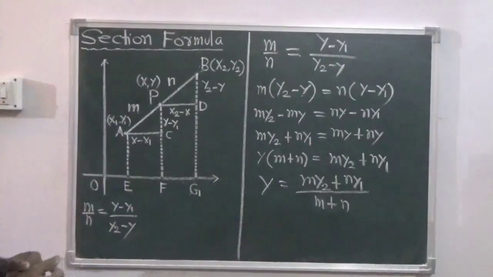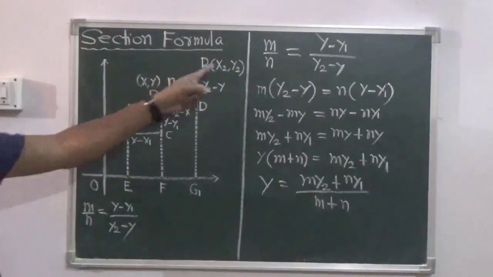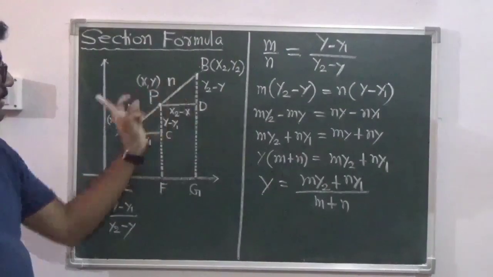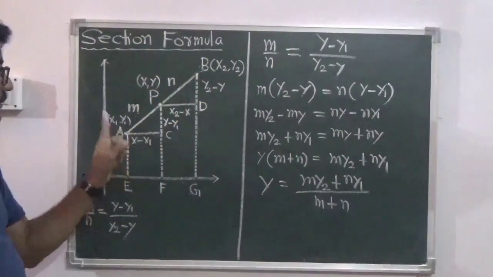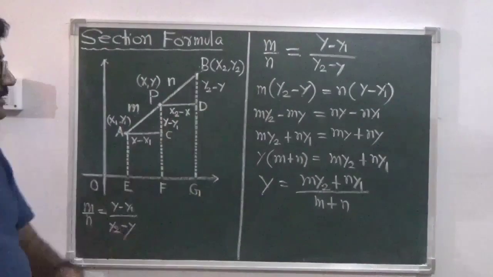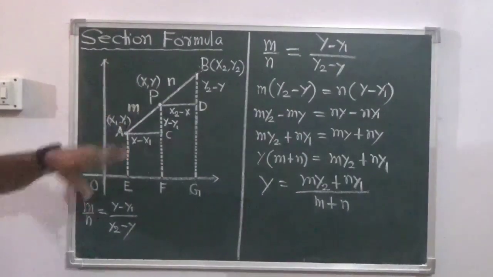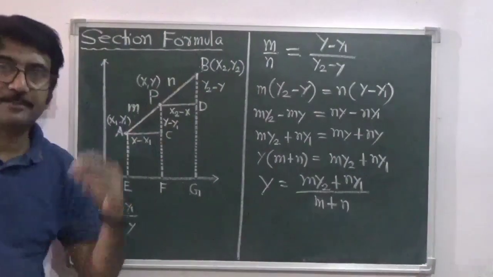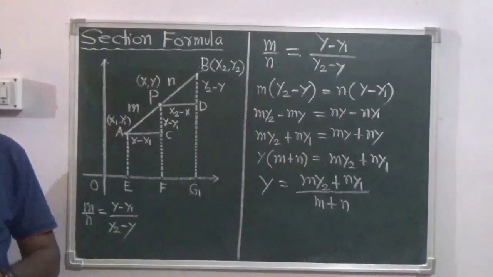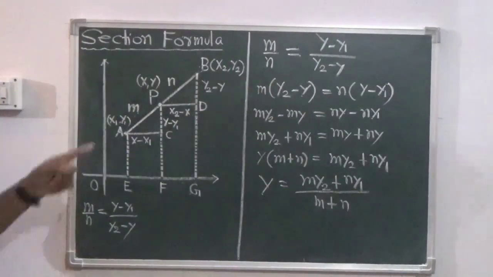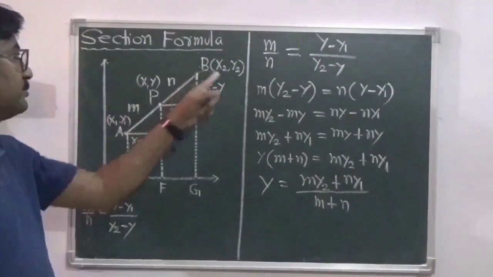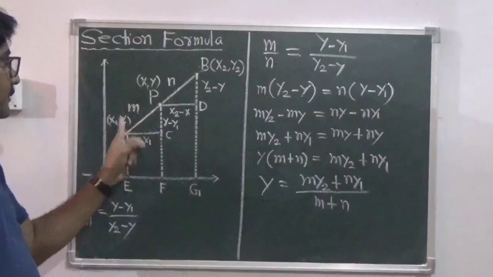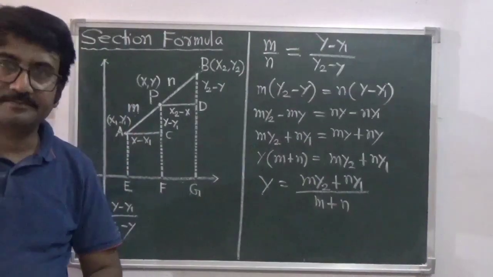So now let us review it. X coordinate is mx2 plus nx1 by m plus n, and y is my2 plus ny1 by m plus n. So this is the section formula, where we have seen the join of A and B is divided by the point P in the ratio of m is to n. So the coordinates of the point P is given by x coordinate is mx2 plus nx1 by m plus n, and y coordinate is my2 plus ny1 by m plus n.